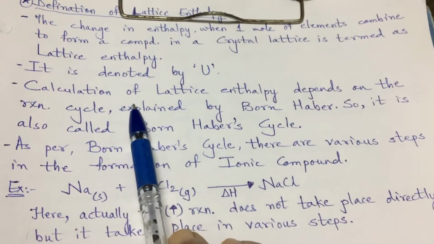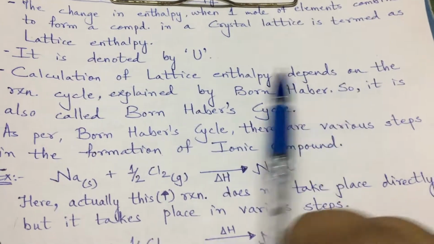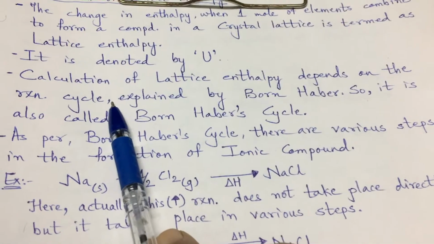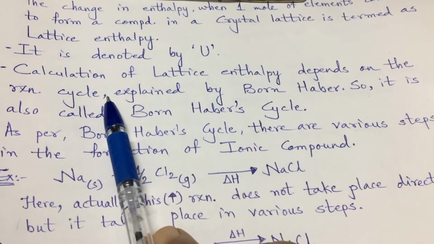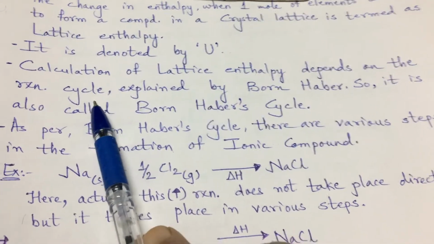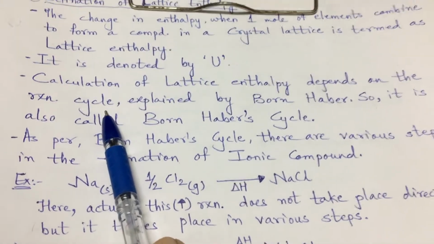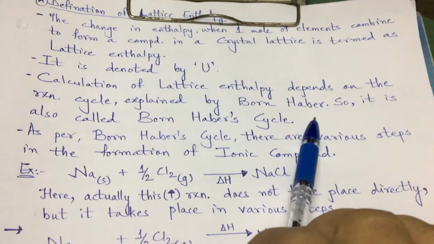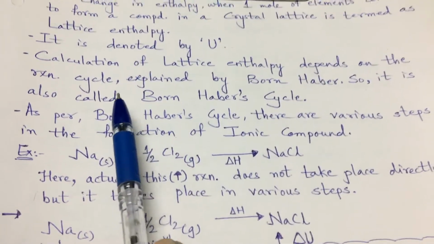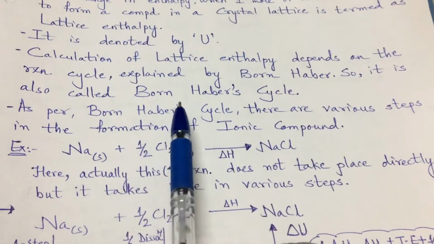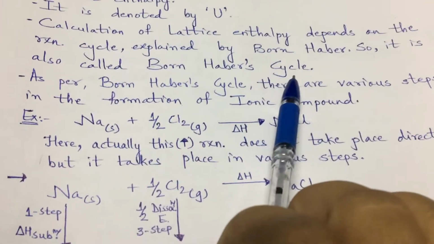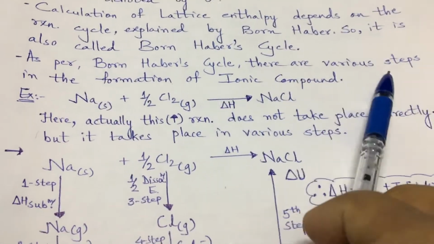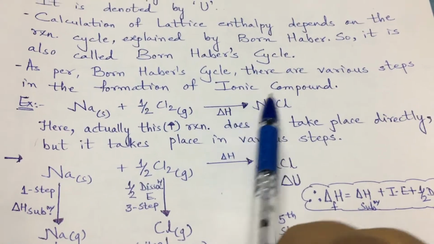And calculation of lattice enthalpy depends on the reaction cycle. It is not of one step reaction, but it is a complete cycle of the reactions, which is explained by Born-Haber. So this reaction cycle of lattice enthalpy is also called Born-Haber's cycle. As per Born-Haber's cycle, there are various steps in the formation of ionic compound.